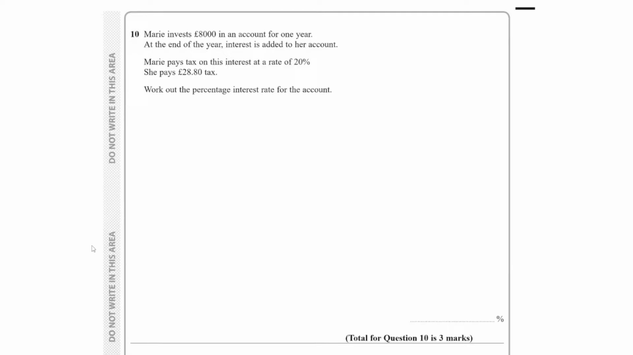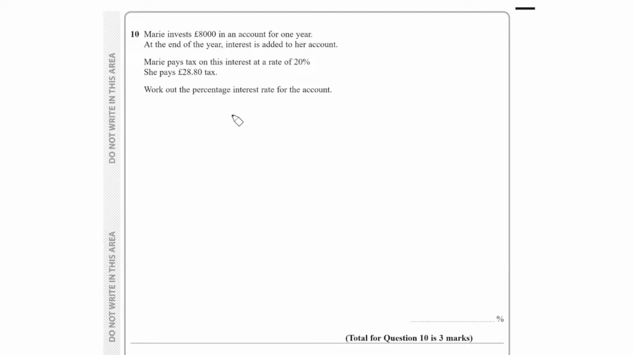Question 10. Marie invests £8,000 in an account for 1 year. At the end of the year, interest is added to her account. Marie pays tax on this interest at a rate of 20%, and she pays actually £28.80 in tax. Work out the percentage interest rate for the account. So this is just reverse percentages, we're just going backwards.